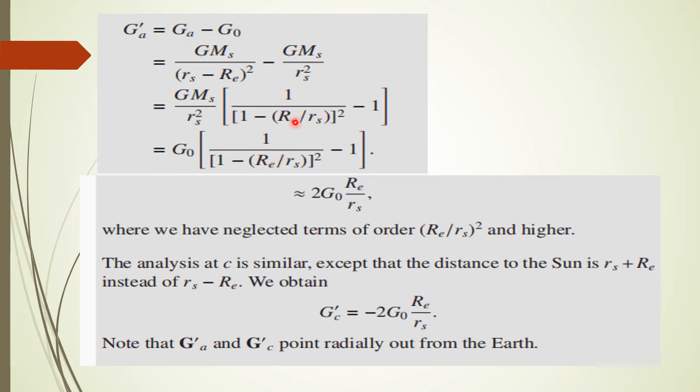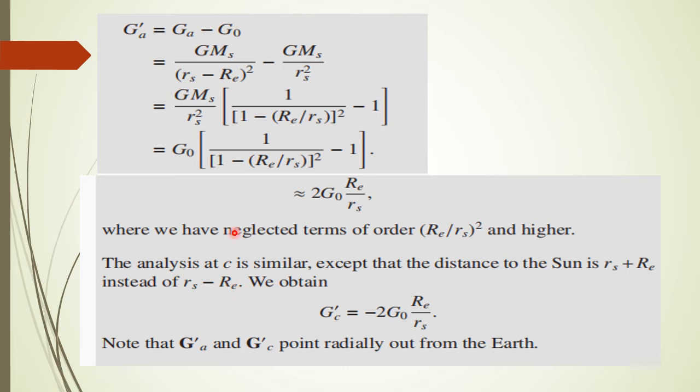So this term is very much less than 1, so you can take it to the numerator and expand in terms of 1 minus x raised to minus n. Then you get 1 minus 2 Re by Rs, and the higher order terms are neglected. So you get the relation, it is approximately 2 Go Re by Rs. The value of Re by Rs is much less than 1.